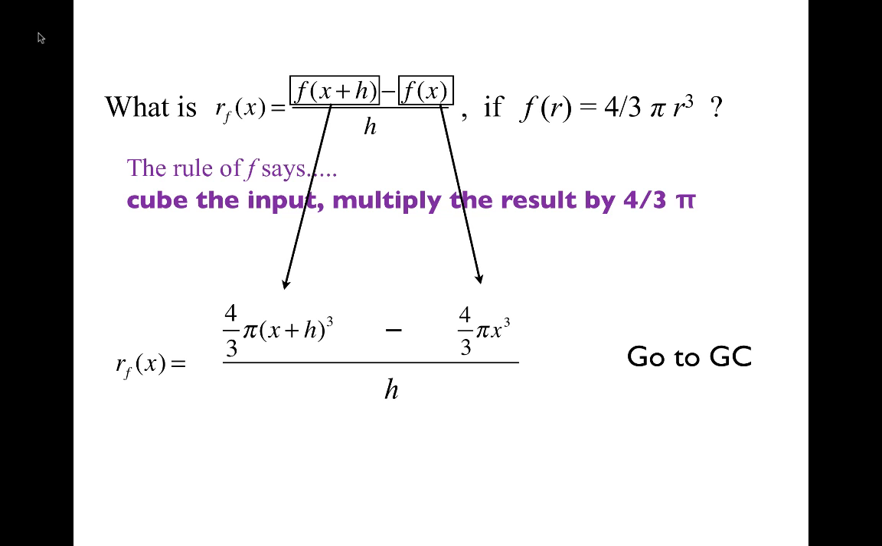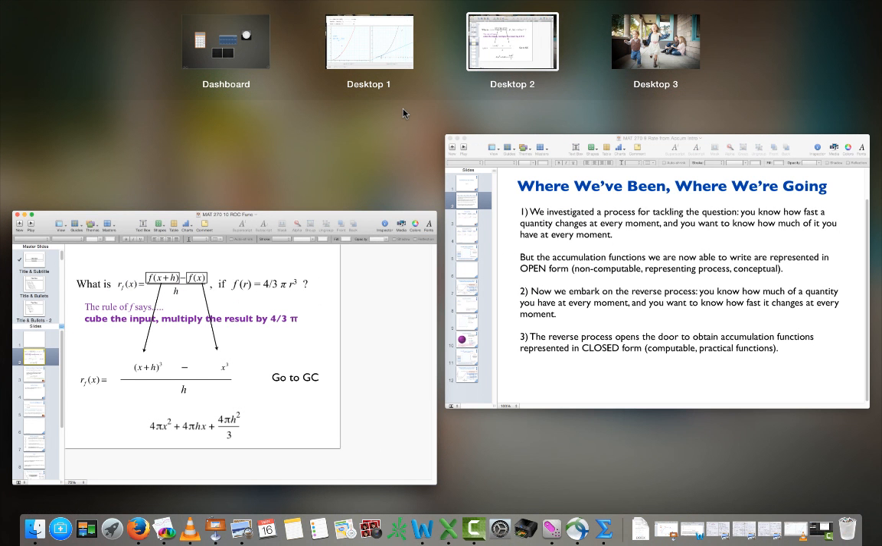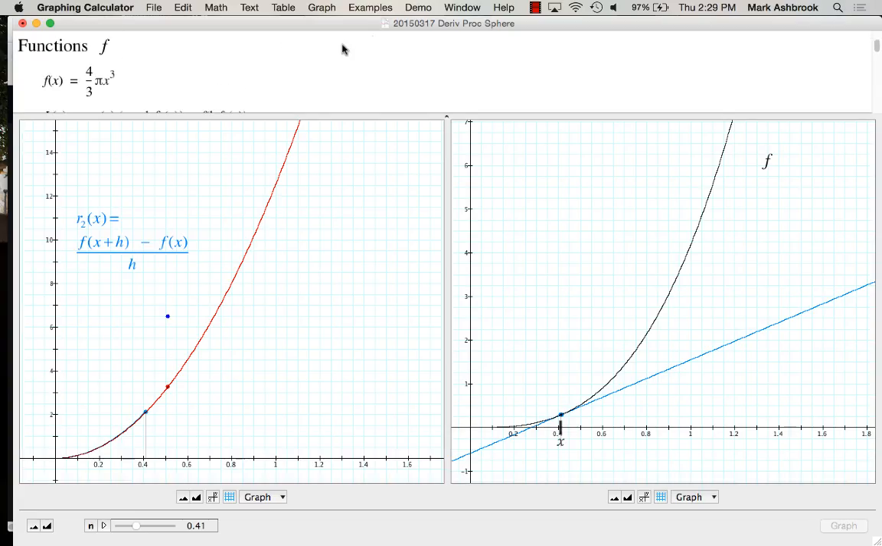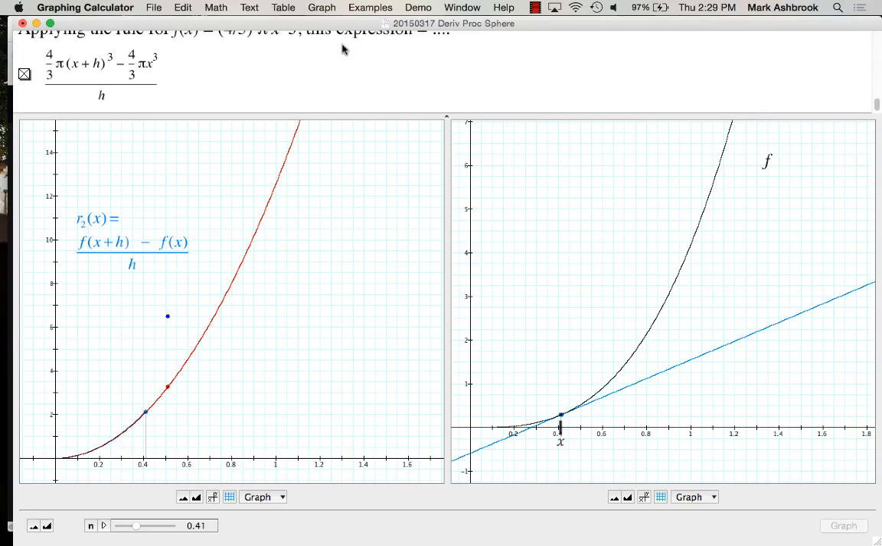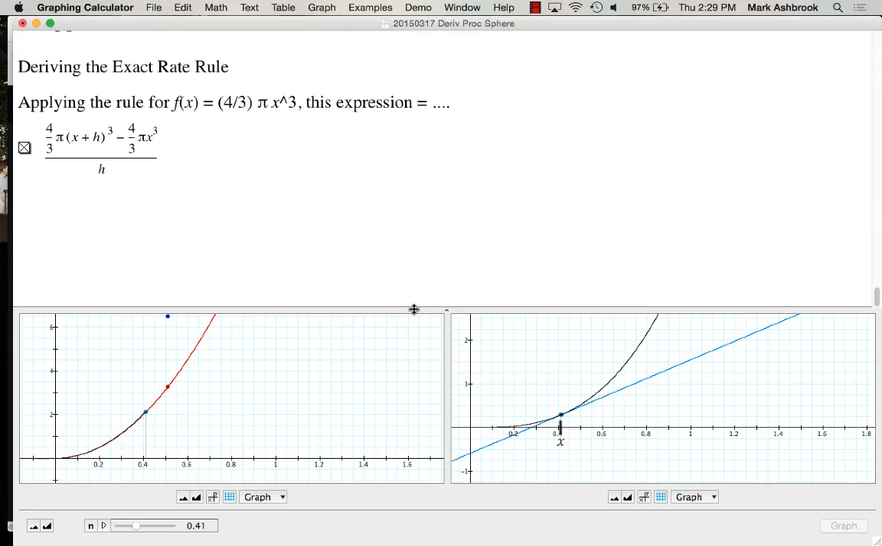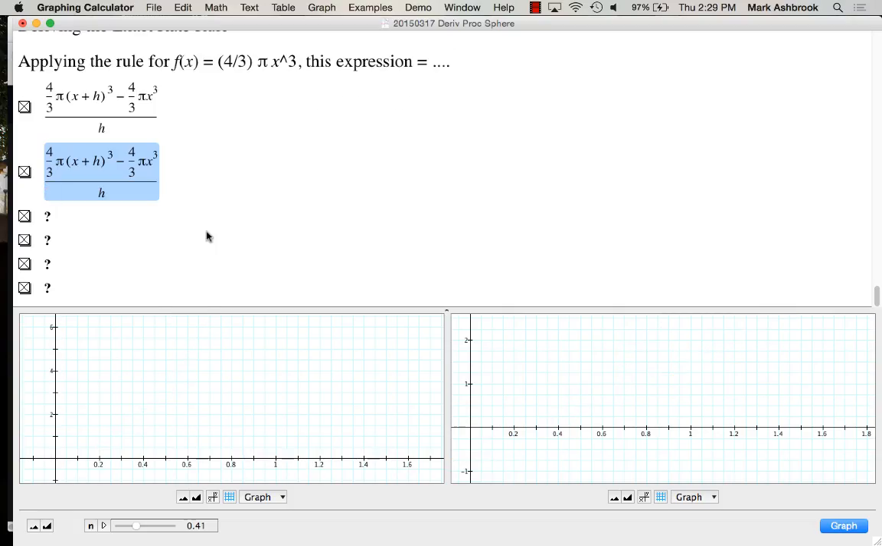So let me show you something pretty slick that GC can do. So watch. I put that in for GC. GC is going to help us with the algebra here. Especially if that x plus h cubed was to the fifth or to the eighth, then it'd be really ugly. So we can let GC help us.